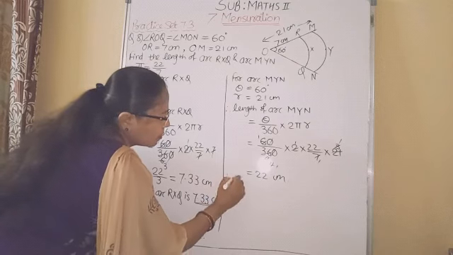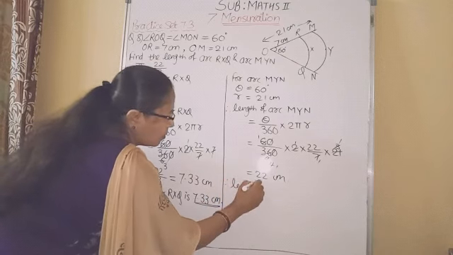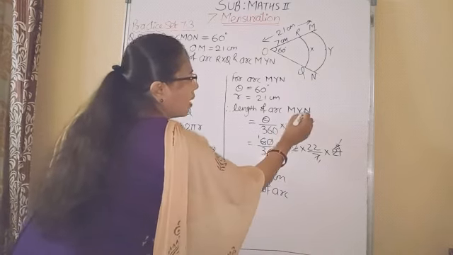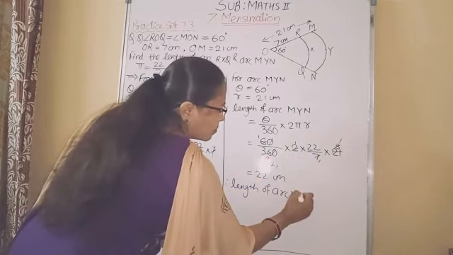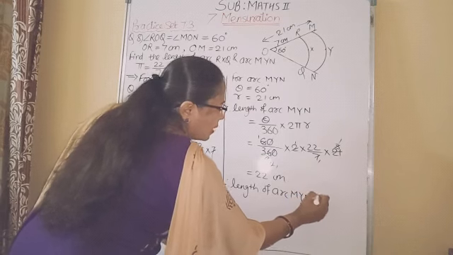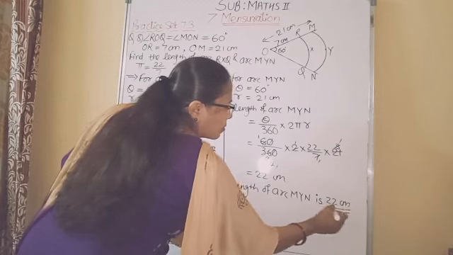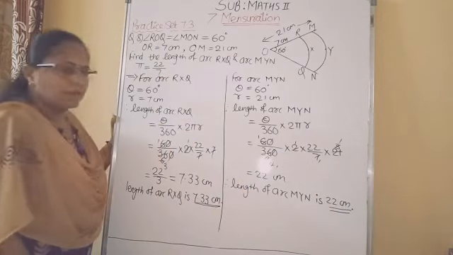Therefore, length of arc MYN is 22 centimeter. This is the answer.